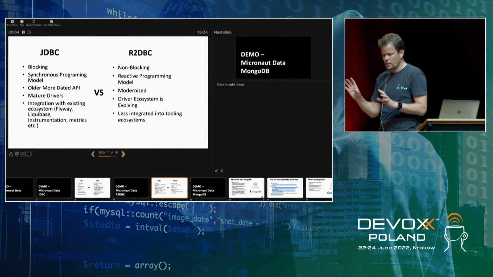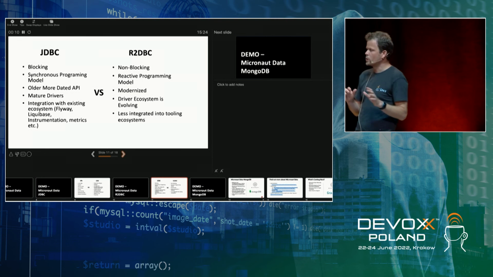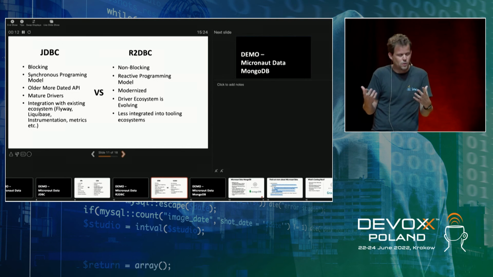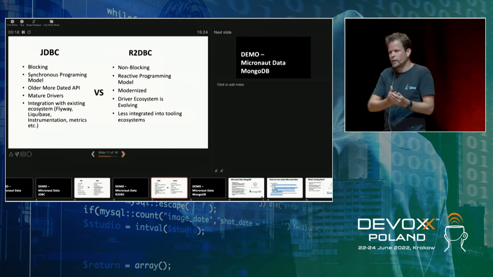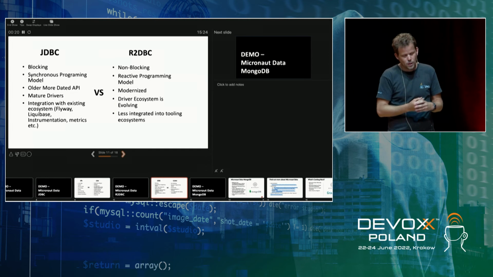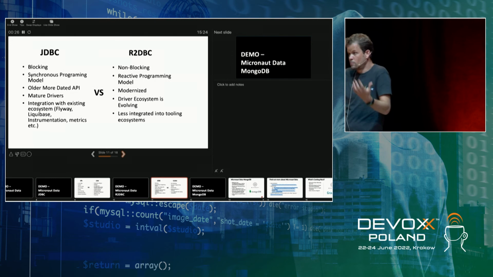So in terms of JDBC versus R2DBC, obviously, as I said, JDBC is a blocking, synchronous programming model. JDBC itself has a little bit of an older, more dated API, I guess you could say, but it's very mature, and it's very well integrated into the entire ecosystem. R2DBC provides that non-blocking reactive programming model. It's got a more modern API, but the driver ecosystem is still evolving, and of course, it's less integrated into all of the ecosystem. But it's coming along, and it's getting there, and Micronaut Data R2DBC is really awesome.